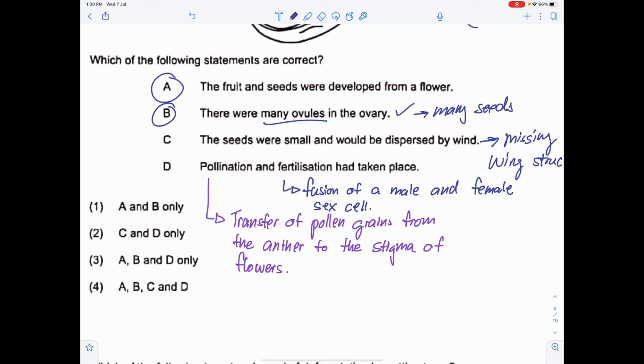Okay, so A, B, and D, these are correct. So answer number 3. Alright, moving on.